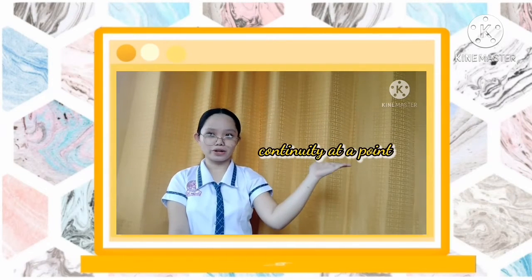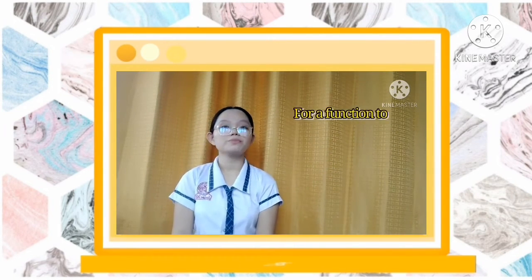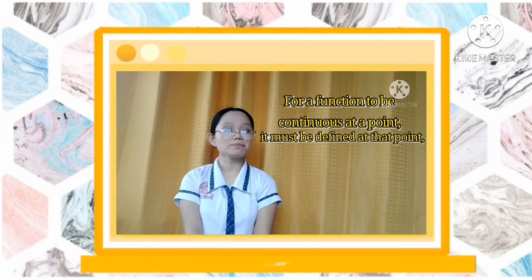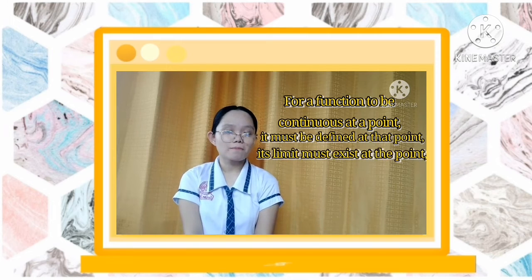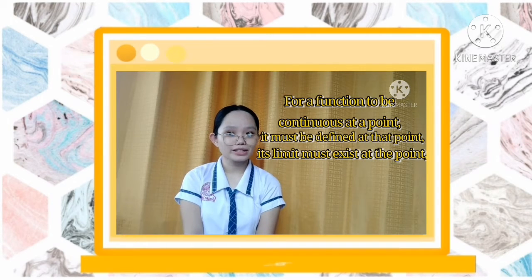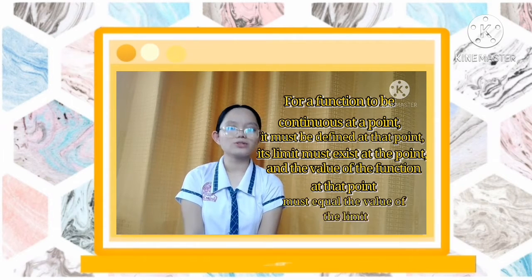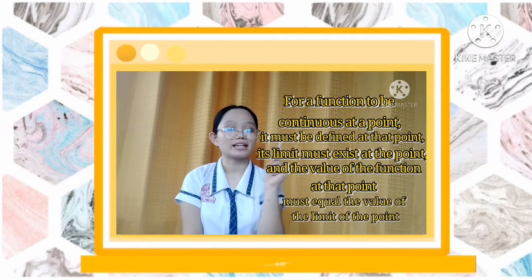Continuity at a point. For a function to be continuous at a point, it must be defined at that point, its limit must exist at the point, and the value of the function at that point must be equal to the value of the limit at that point.